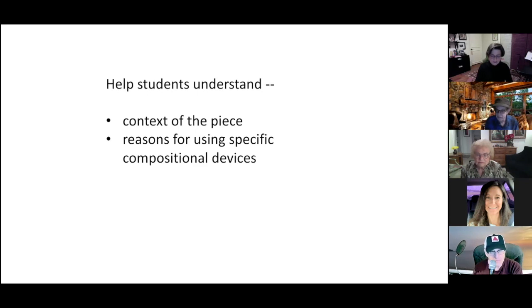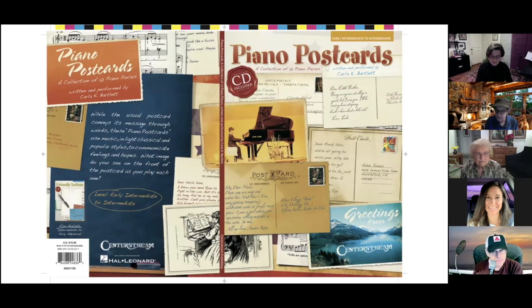Let's look at another collection called Piano Postcards. The big concept here is music as communication. These are short pieces meant to express a sentiment, an emotion, a message, just as a regular postcard would do. Let's look at one of the pieces in this book called Please Uncle Sam. Here is the introduction, written in the form of a real postcard from a sister who's missing her big brother, away from home, fighting in the war.